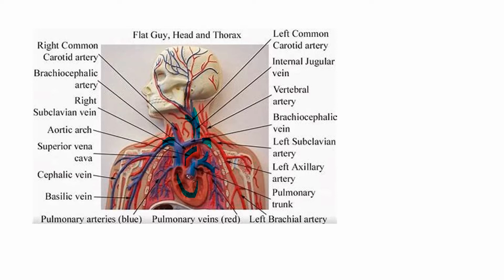The left and right subclavian veins, when they join with the internal jugular, turn into the right and left brachiocephalic veins, which converge to form the superior vena cava, which in turn dumps into the right atrium.